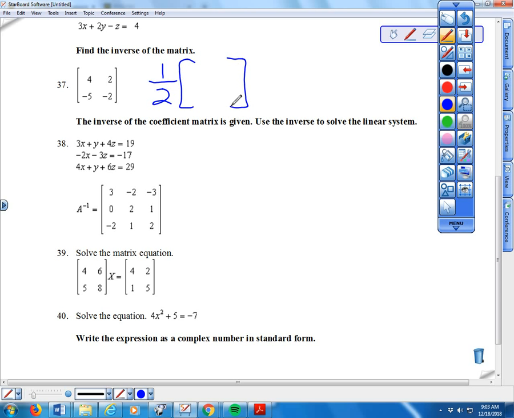And how do I find the new matrix? You're going to switch the places of the 4 and the negative 2, and then you're going to switch the signs. And then I distribute that 1/2 in. So my new matrix, my inverse matrix, is negative 1, negative 1, 5/2, and 2.